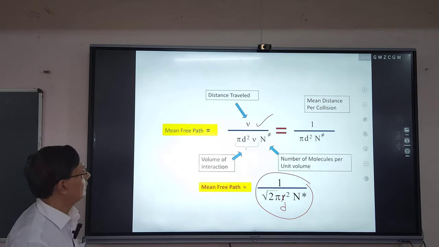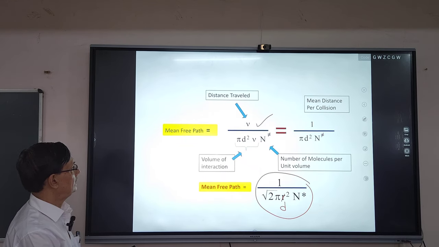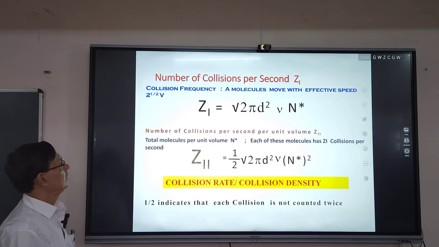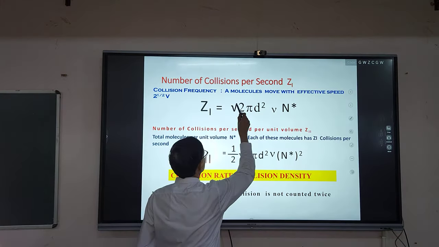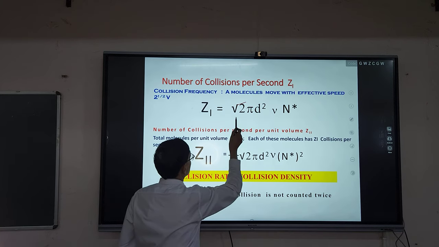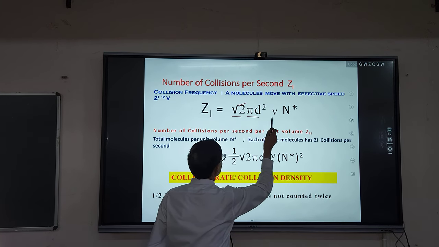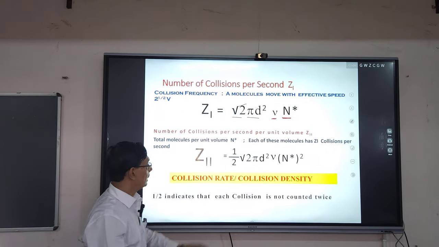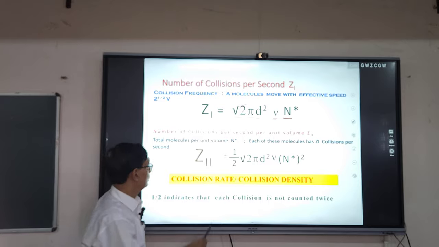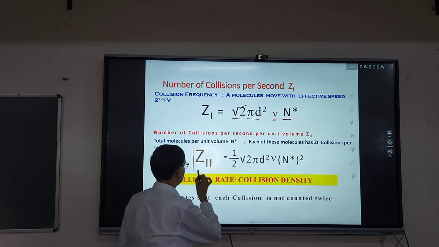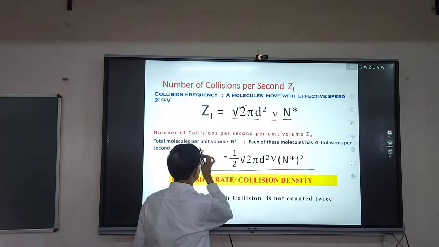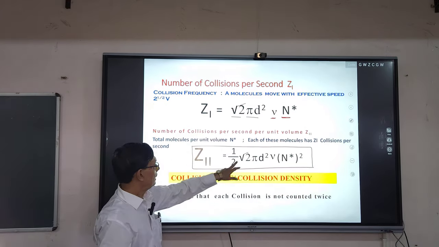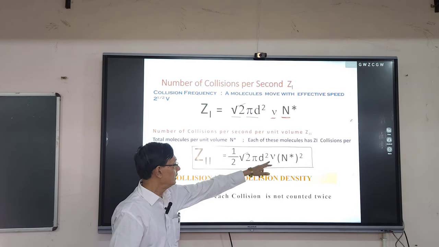Now I will show you the two numerical problems so that you can understand these things. So again, for the student, you can call it half pi d square, the relative speed, and the total number of molecules is n star. So this is our final equation. Don't remember, always remember this thing: half under root of 2 pi d square mu.